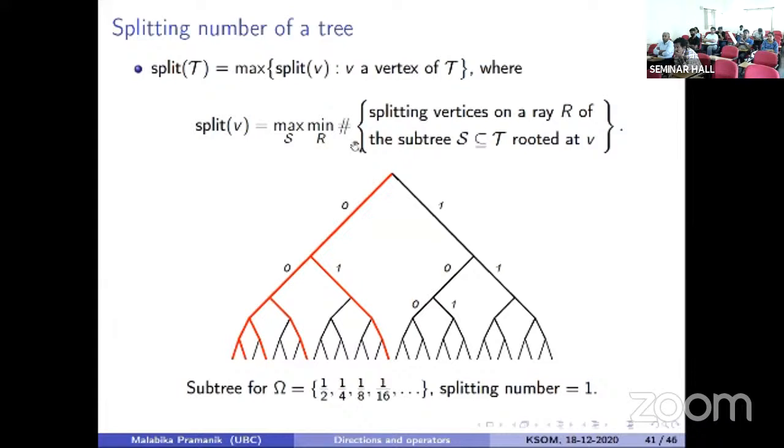So this max-min principle results in a quantity called the splitting number of the vertex V, and the largest of these is called the splitting number of the tree. As an example, the red tree here has splitting number 1, since the splitting number of every vertex in the tree is either 0 or 1. So for example, this vertex in the tree has splitting number 0, whereas every vertex on this ray has splitting number 1. So the splitting number of this tree is 1.